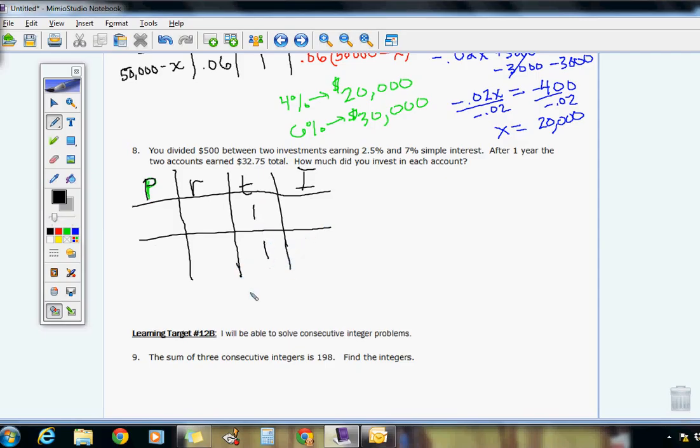Okay, so time is 1 year. The rate is going to be 0.025. Remember, not 0.25, that'd be 25%. And then 0.07. I don't know how much he's walking into the bank with to put there, but I know he's got 500 total. So x there, and then 500 minus x. Here, we multiply across. That's going to give me 0.025x here.